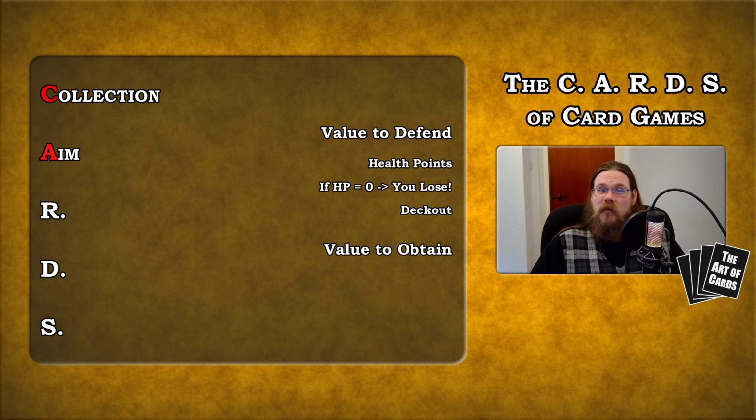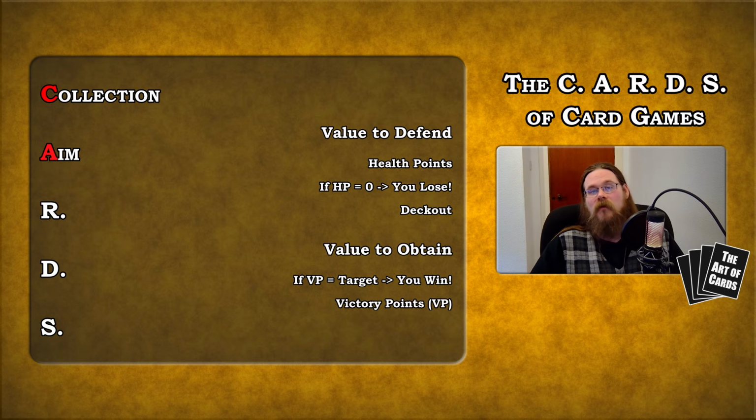Now, the opposite of this would be the value to obtain. It's not as widespread as the value to defend, but it is starting to see a little bit more popularity. So value to obtain is basically the opposite. It's where you start at 0 and need to build your way up towards a goal. This can also be done in quite a few different ways, but it's basically victory points. You need to amass a certain amount before you then win the game.